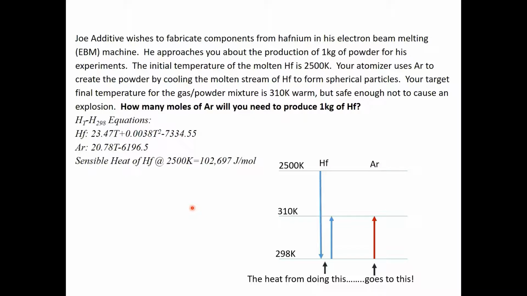One thing we don't want to get away from is the heat from cooling the hafnium doesn't go anywhere else. It simply goes into the argon, so there's no net heat exchange, or heat loss, excuse me. It's a heat exchange between the two components within the system.